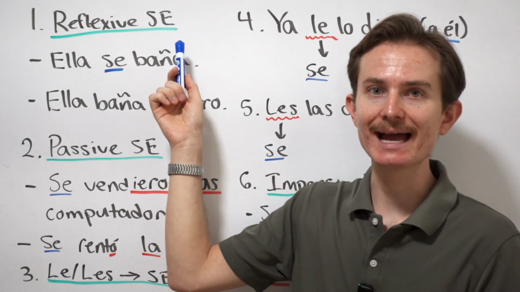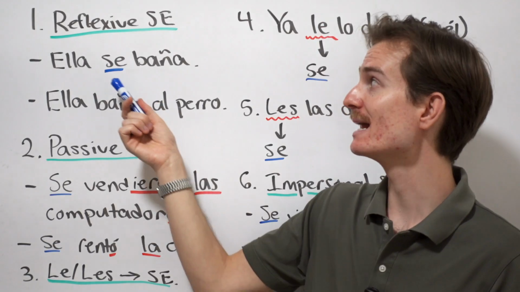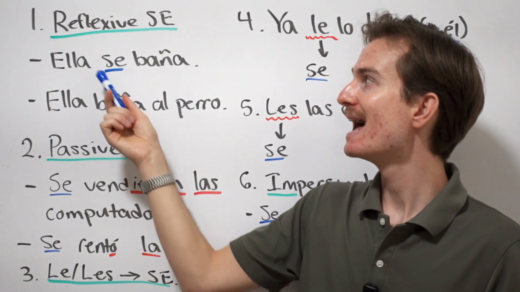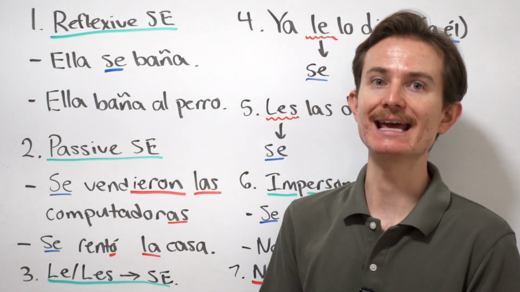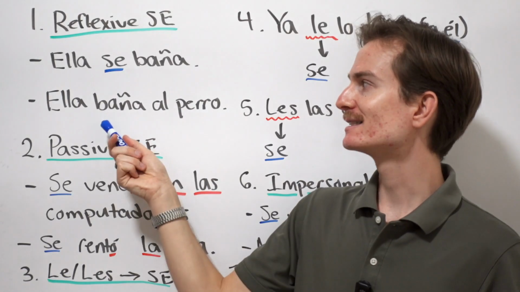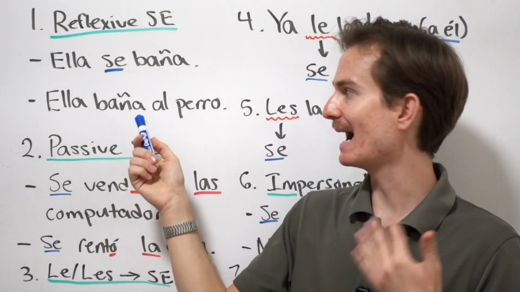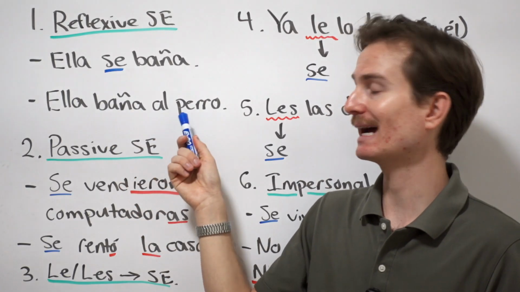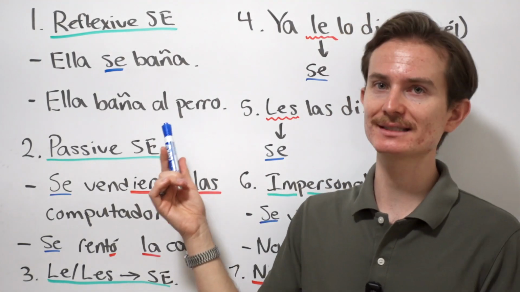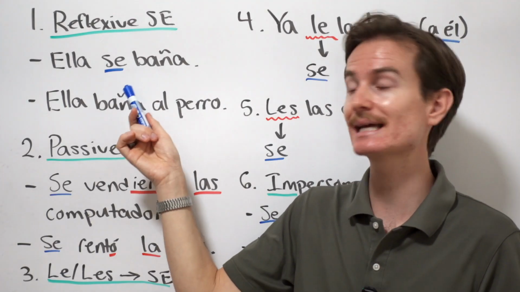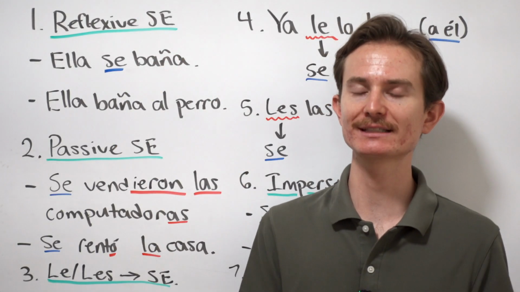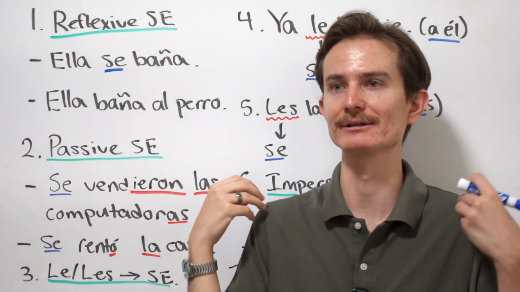So here, se can be that third person singular, right? Ella se baña. Can also be the plural. So it can also be ellas se bañan. They bathe themselves. Okay? Now, notice in this example, right? If I say ella baña, I don't know what I'm talking about. So I could say, ella baña al perro, for example. She bathes the dog, right? But what I'm really trying to say is she bathes herself. So ella se baña, okay? So that's the first use of se as a reflexive, okay? Remember, a reflexive is simply something that we do to ourselves, okay?